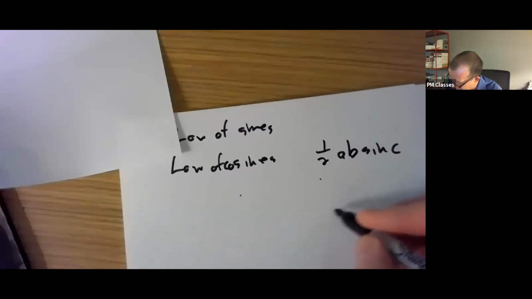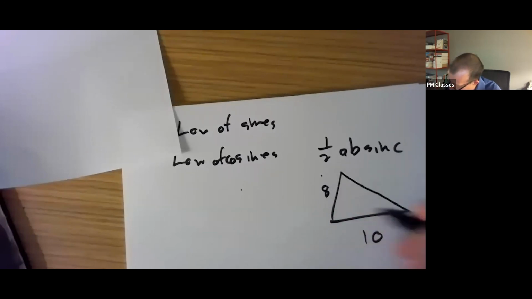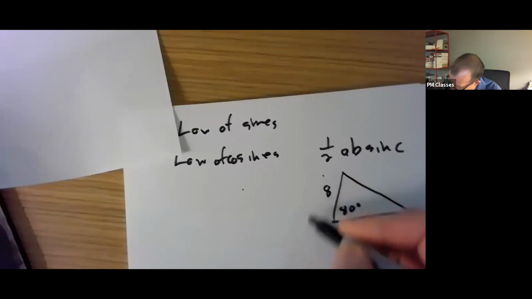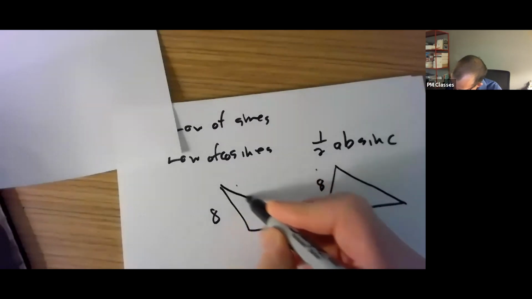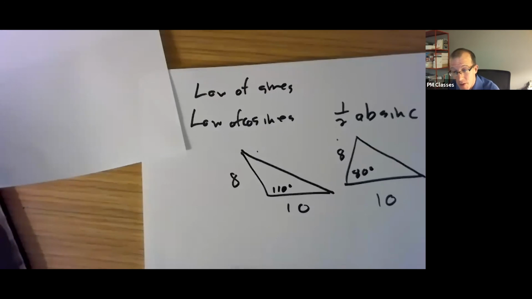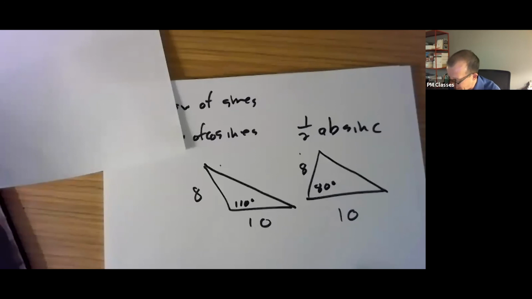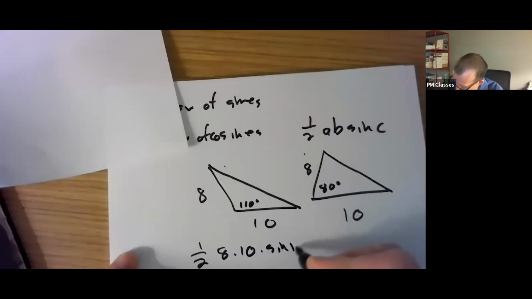This is kind of fun. Let me show you this. If you had a triangle where this was 8 and this was 10, and this was 80 degrees, or you had a triangle where this was 8 and this was 10, and that was 110 degrees, which has a bigger area? Well, the short answer is they have the exact same area. Now, if you have a calculator, do this on your calculator now and you can double check for yourselves. So you could write 1/2 times 8 times 10 times the sine of 110 degrees.